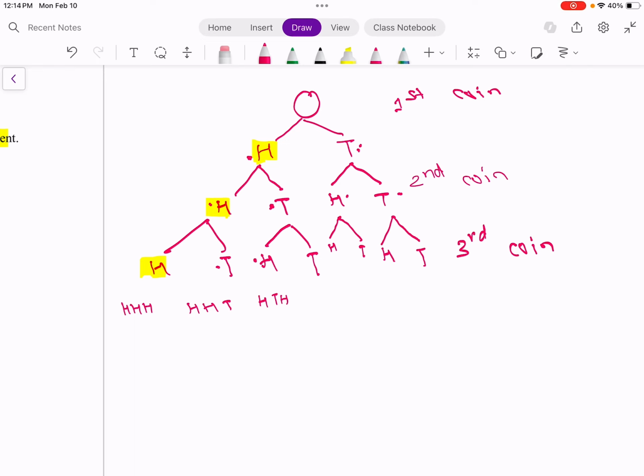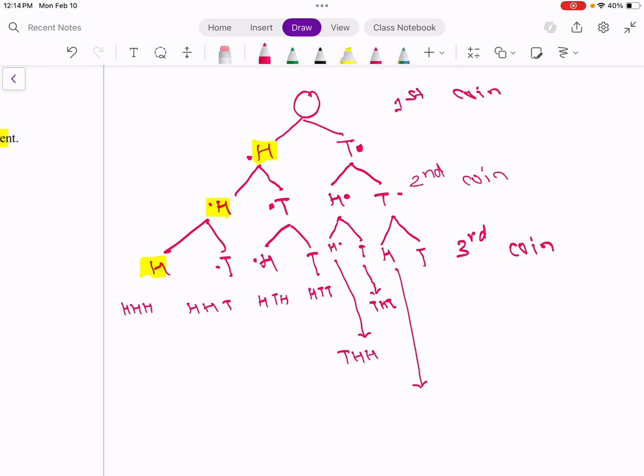Or we might get head in the first, tail in the second, tail in the third. So that is head, tail, tail. Let me write down here. We might get tail in the first, head in the second, and head in the third. So that is tail, head, head. We might get tail in the first, head in the second, tail in the third. So that is tail, head, tail.